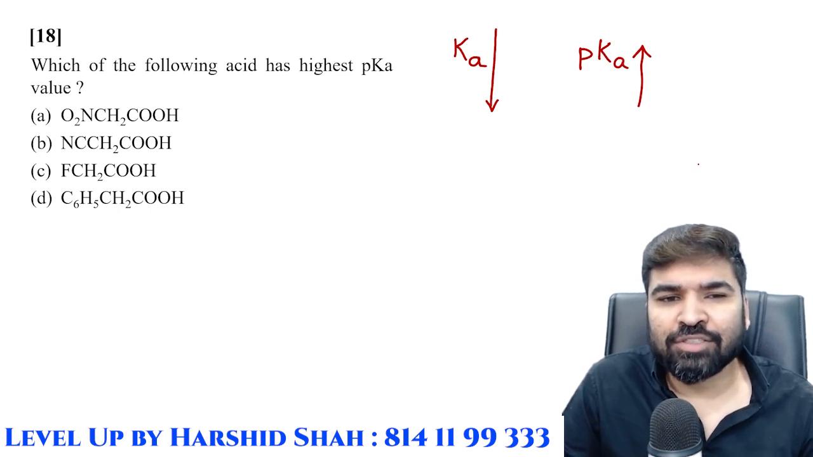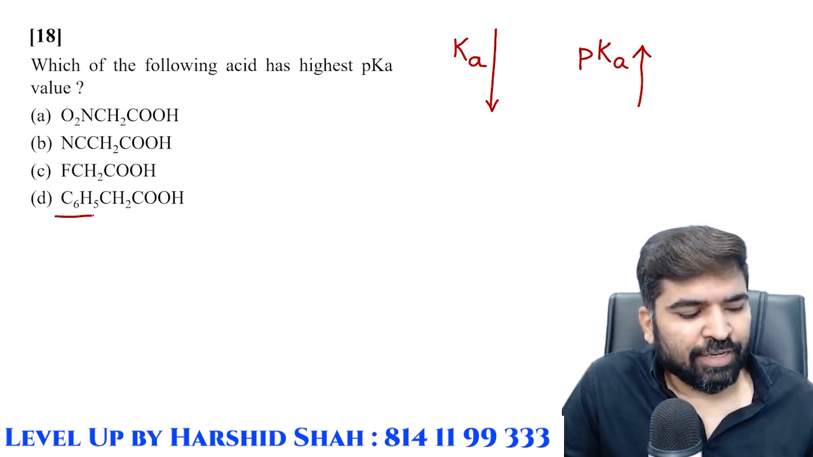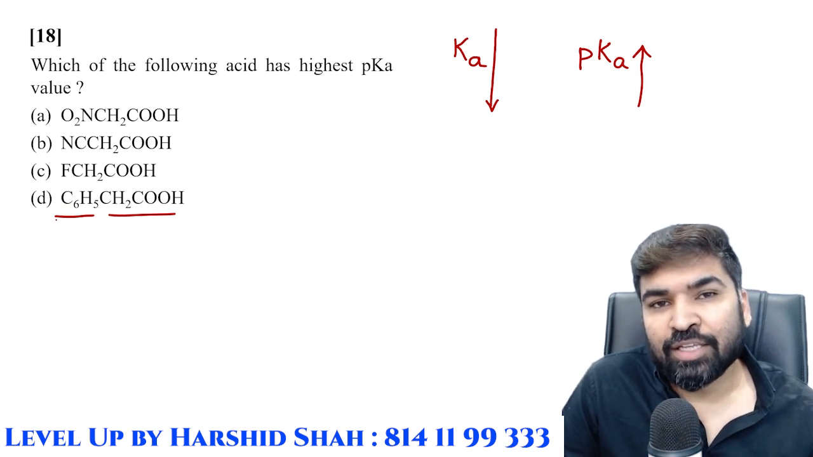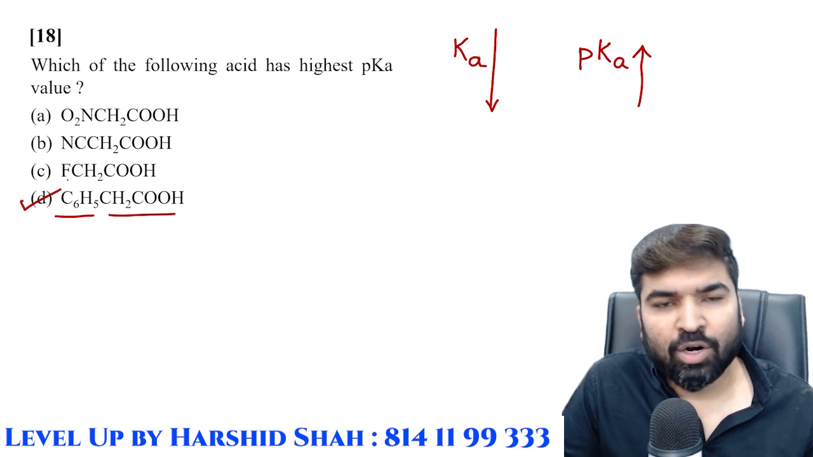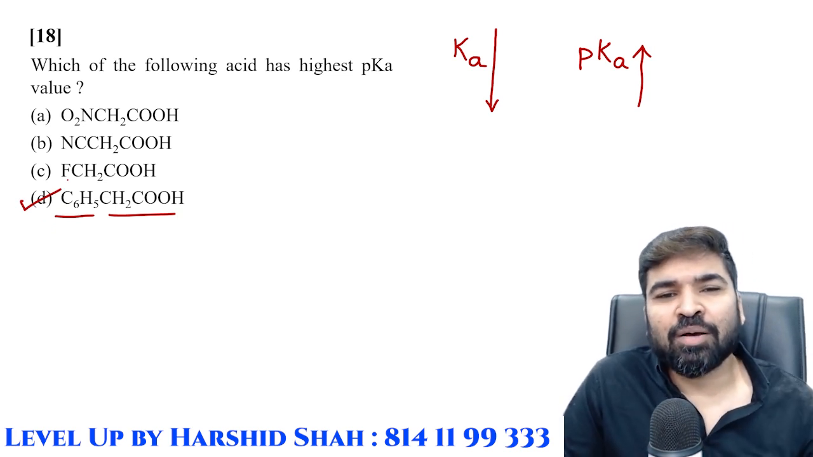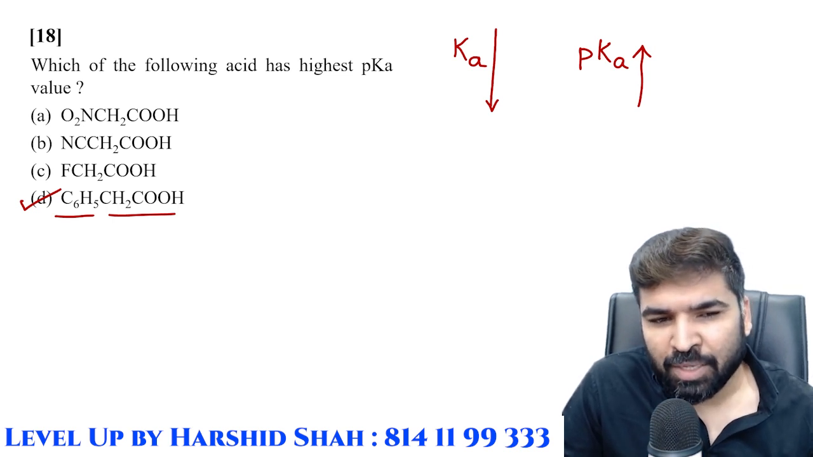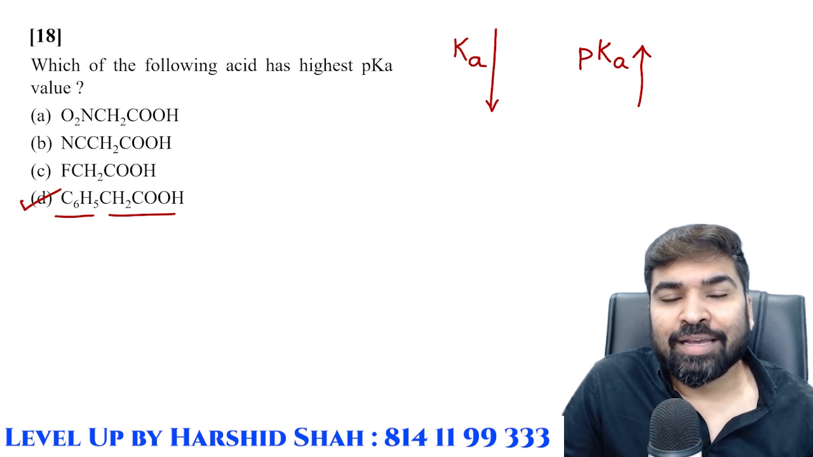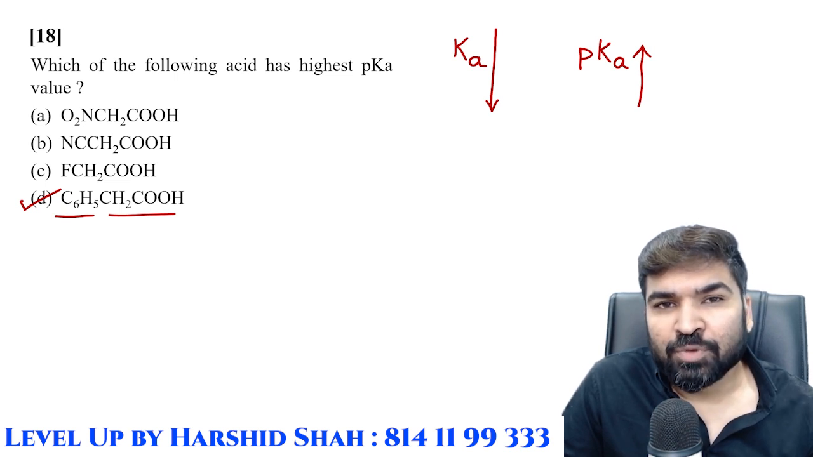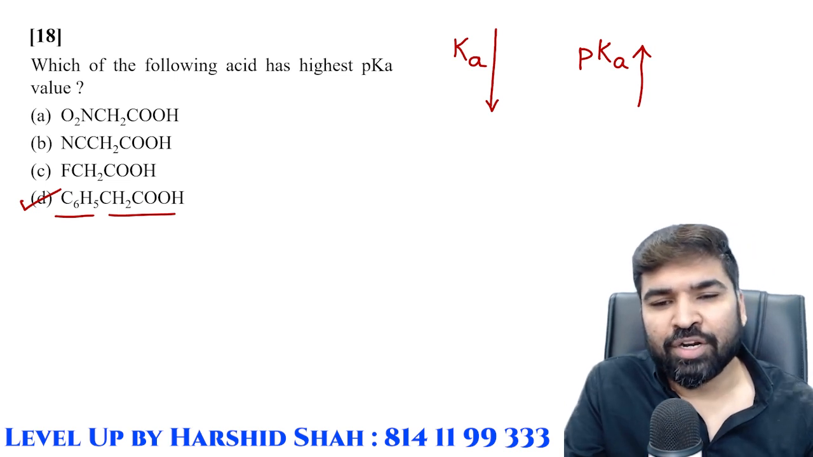Is it nitroacetic acid, or cyanoacetic acid, or fluoroacetic acid, or phenylacetic acid, or phenylethanoic acid? Definitely the donor group is the phenyl one. So option D is going to have the minimum Ka and so the maximum pKa. Nitro, cyano, fluoro are electron withdrawing groups, right? And that's why they are going to increase the acidity and not decrease it.